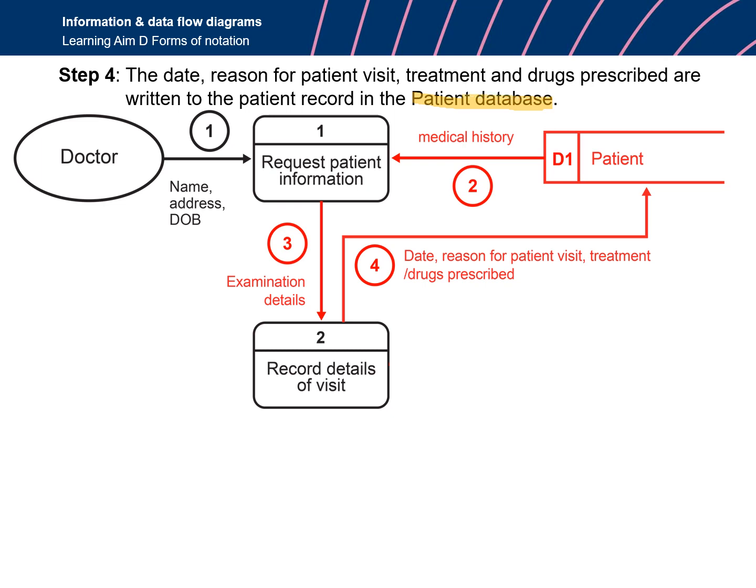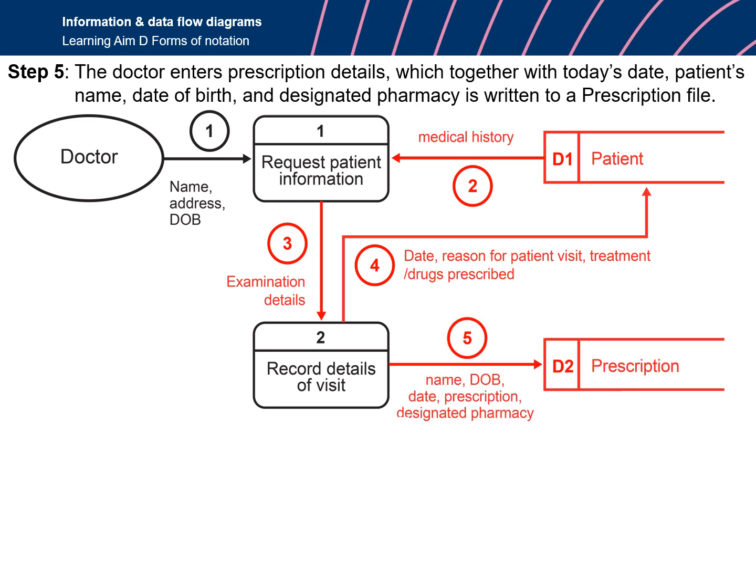So in the patient's database, the file, we have from process number 2, the key details such as the date and the reason for the visit stored into the patient file that we drew earlier. In step 5, we are informed that when a patient is given any medication by the doctor, key details will be written to a prescription file. This means it is recorded on what medication was offered to what patient.